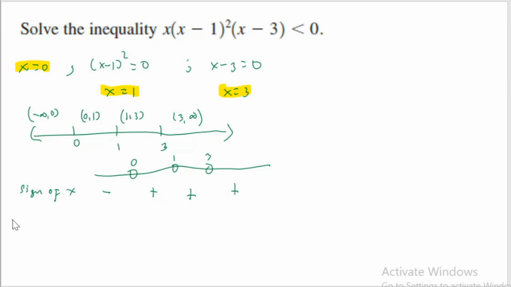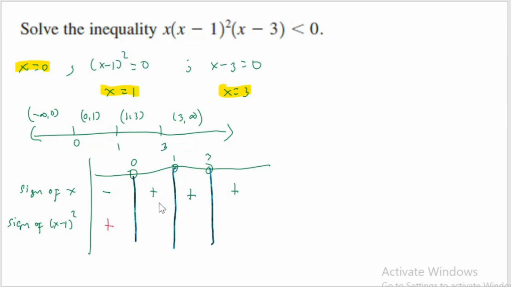And the next one, we have the sign of the square of x minus 1. Shall we say the value of x here is negative 1. So negative 1 minus 1 is negative 2. The square of negative 2 is positive. So let's take the value of x from the interval from 0 to 1. Shall we say x is 0.5? So 0.5 minus 1 is negative 0.5. The square of negative 0.5 is positive. So therefore we write here positive. And for example, here we have 1.5, or shall we say 2.